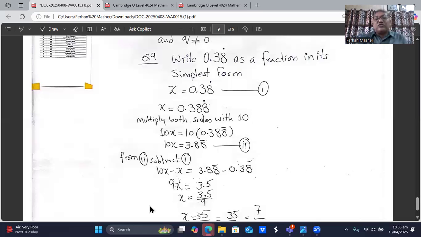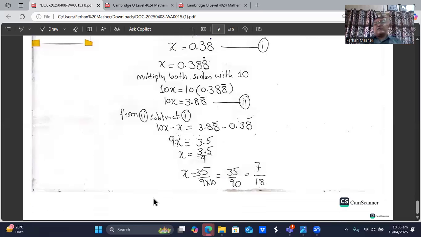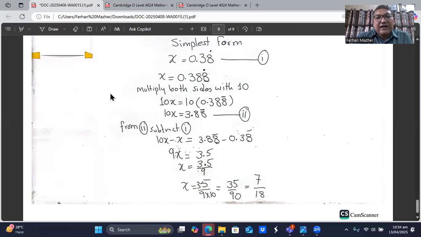So x will be equal to 3.5 divided by 9. You have a decimal in your numerator. To remove that, since you have just one digit after the decimal, I will write 10 in the denominator. So you will have 35 divided by 90. If you enter 35 divided by 90 in your calculator, you will get 0.388888888.